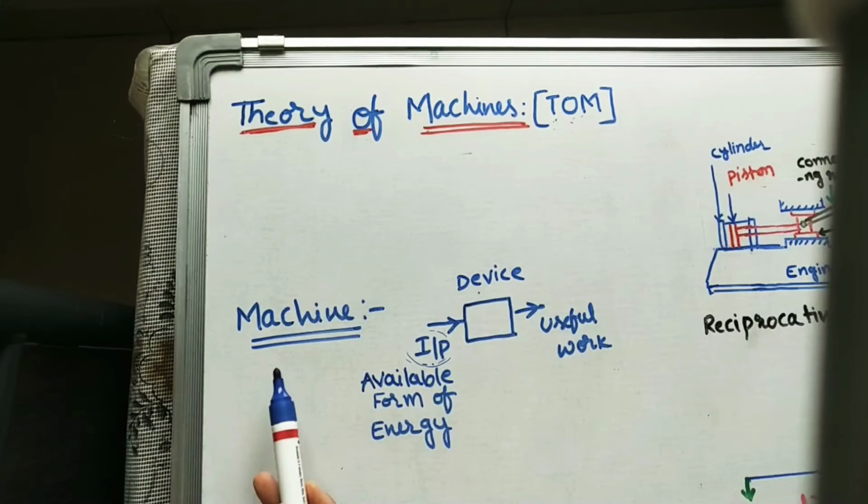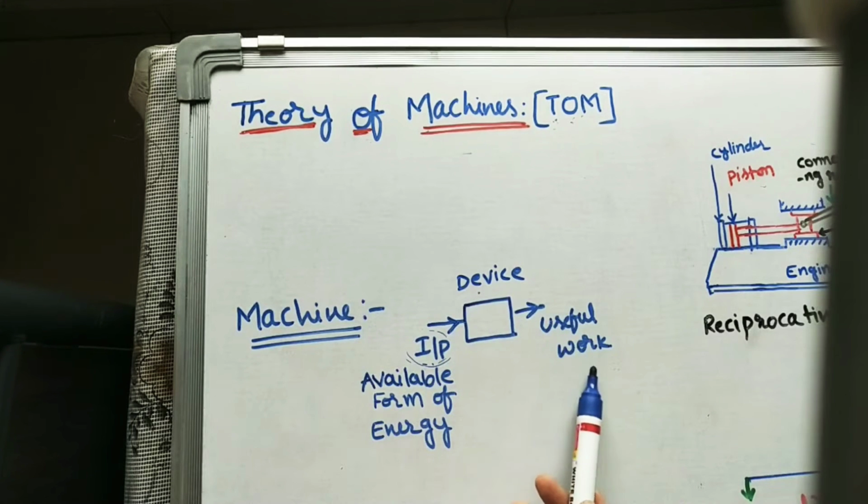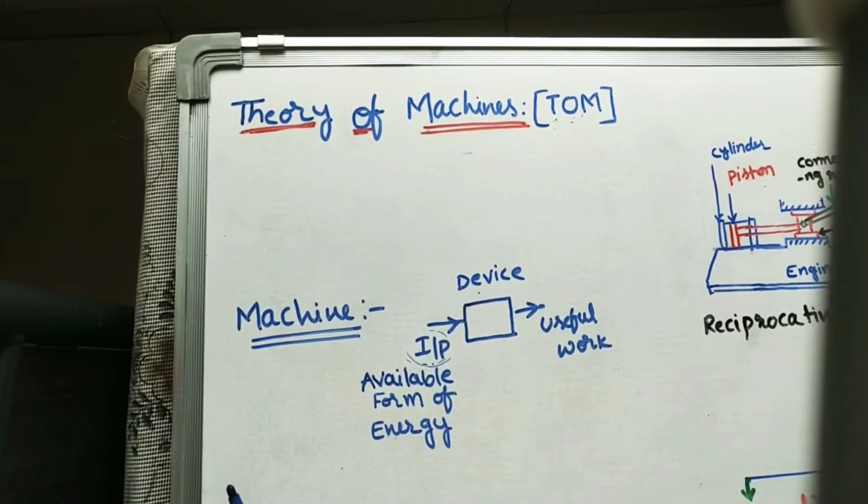So how to define a machine? A machine is a device which takes the available form of energy as input and transforms it into some useful work. Examples of machines are drilling machine, milling machine, lathe machine, and we can also use engines, IC engines like diesel engine, petrol engine, and then the steam engine also we can take as an example of a machine.